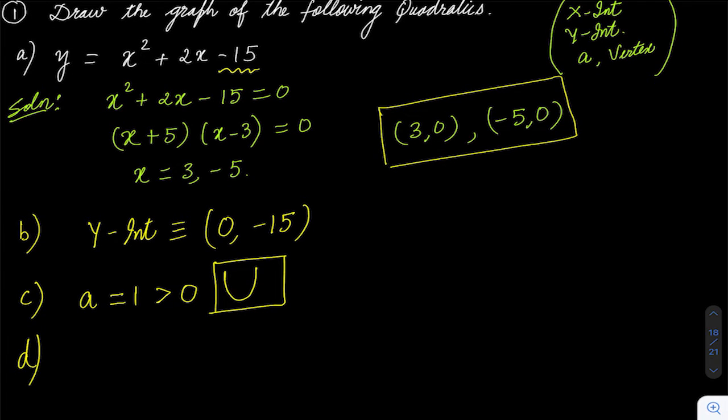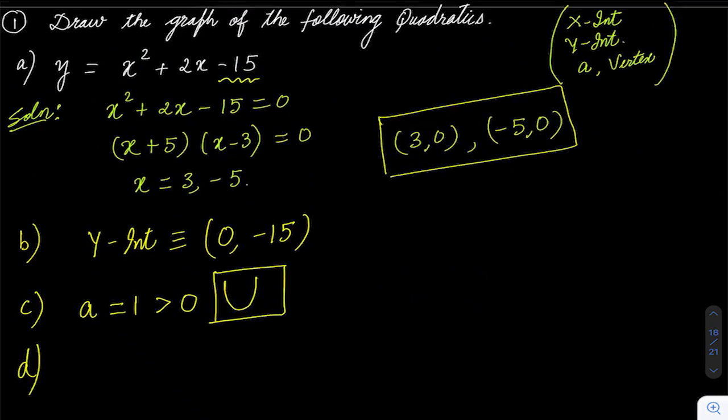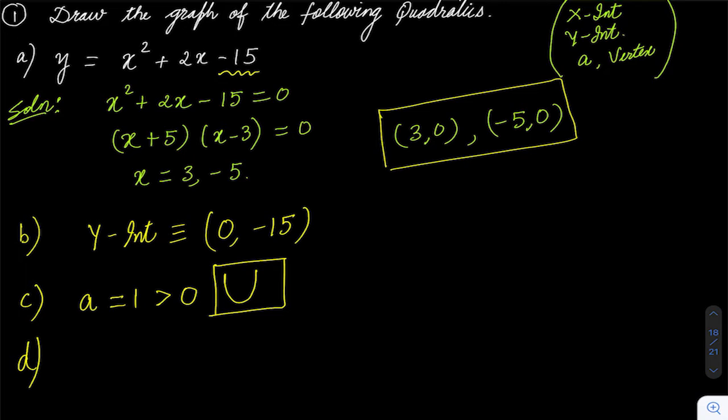Now the D part, vertex. To find the vertex, we had three methods. Which method should we use? I think we should use the first one, that is completing the square, because that method is there in year 10 also, year 1, year 2. So all the students can understand that. But other methods, there might be some students who don't know that. So let's go for completing the square. So this will be (x plus 1) whole square minus 1 square minus 15.